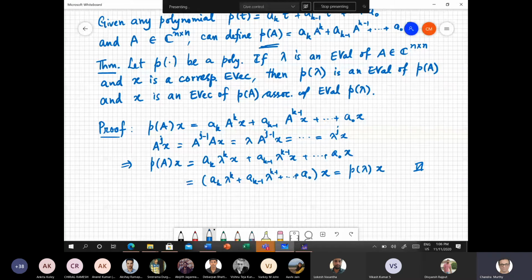So based on this, for example, if sigma of A were the two values, say -1 and 2, then what is sigma of A squared? A is a 2 cross 2 matrix. It has two eigenvalues, -1 and 2. So sigma of A squared will be lambda 1 squared and lambda 2 squared, which is equal to 1 and 4.